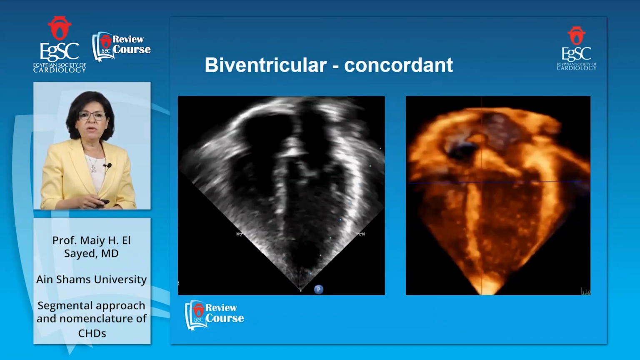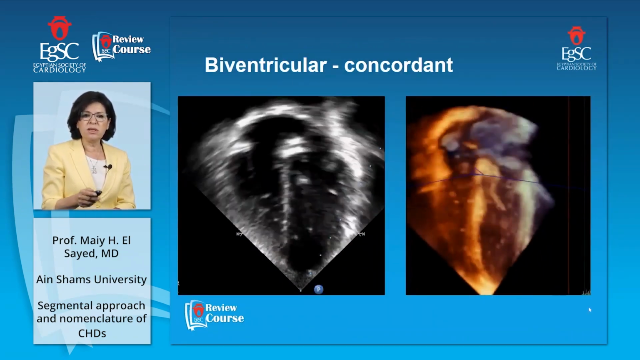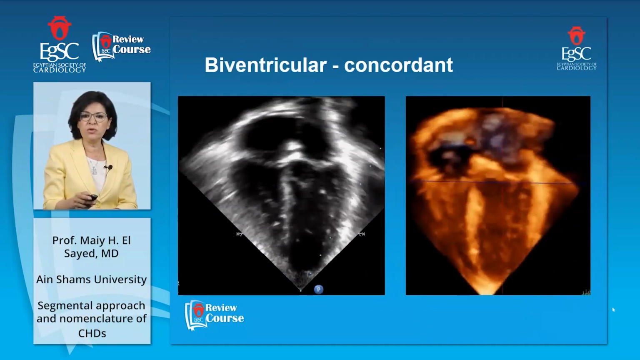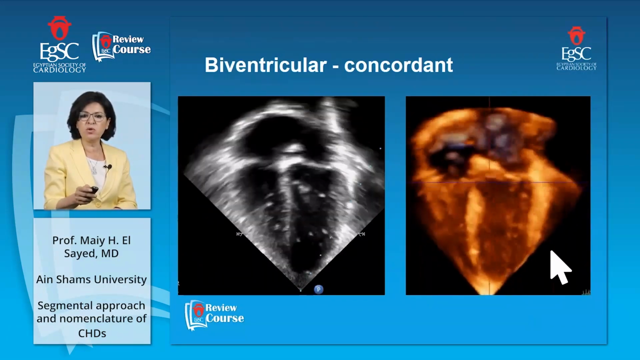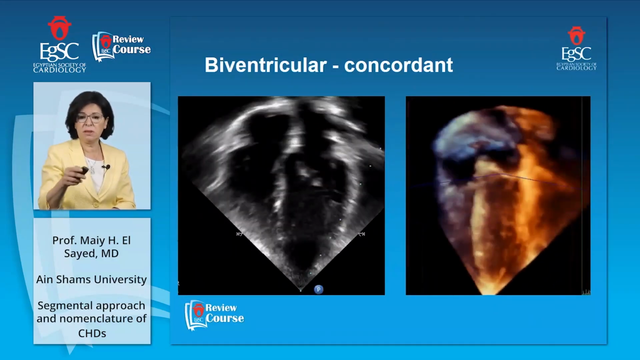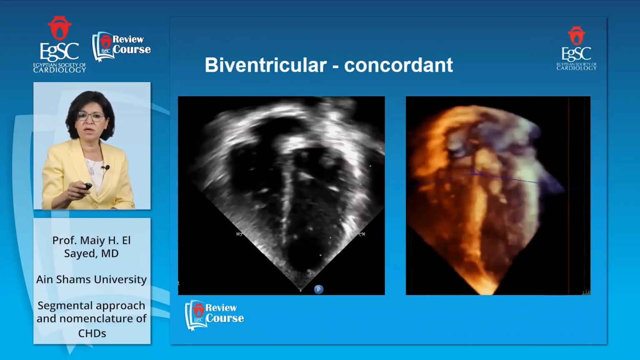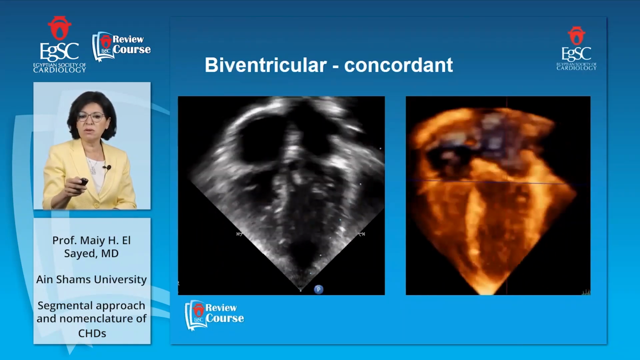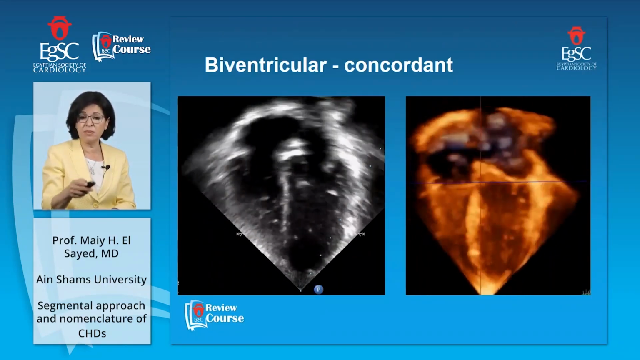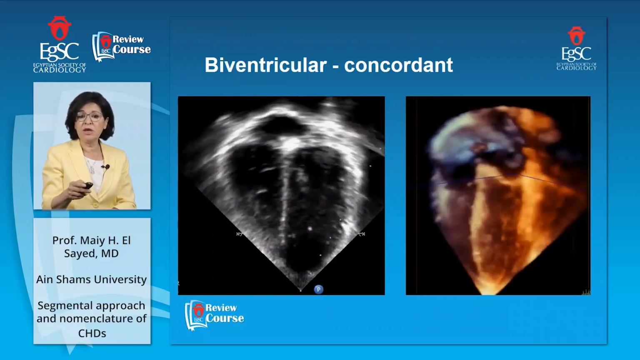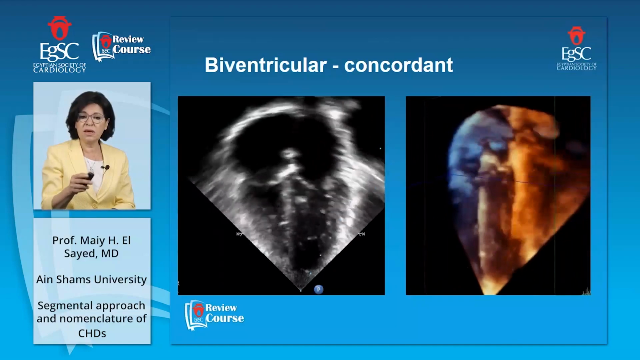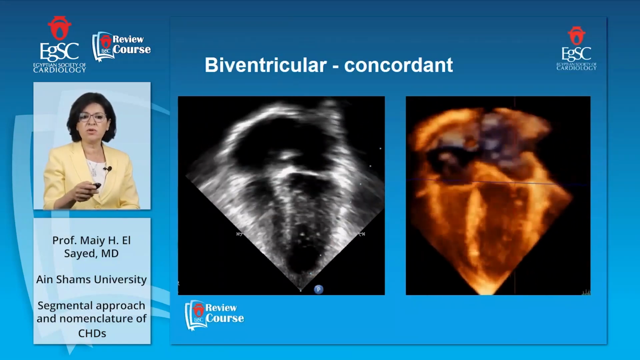So this is an example of a biventricular concordant connection. You can see that the left atrium is connected to a left ventricle. Note that in the 3D view, of course, there is natural offsetting of the tricuspid valve. You have no septal attachment on the septum on the left ventricle. You have some septal attachment on the right ventricle. So this is left atrium to left ventricle, right atrium to right ventricle.